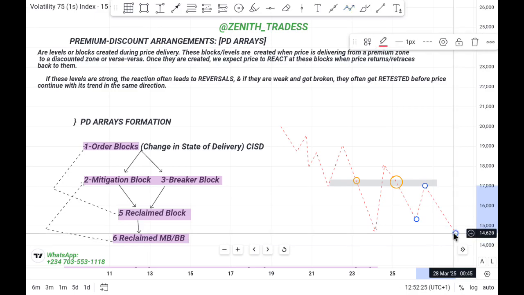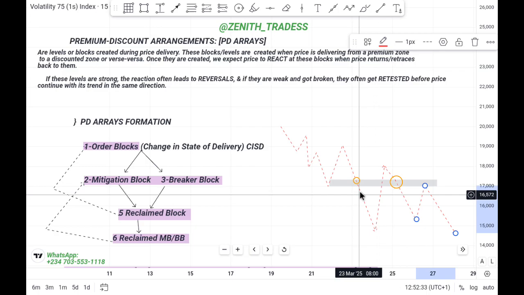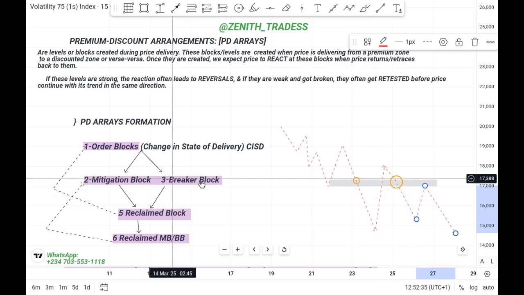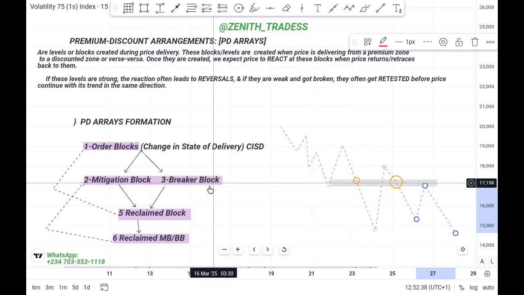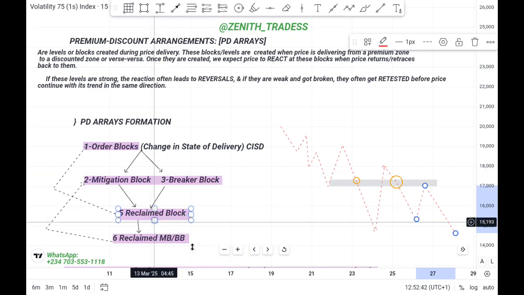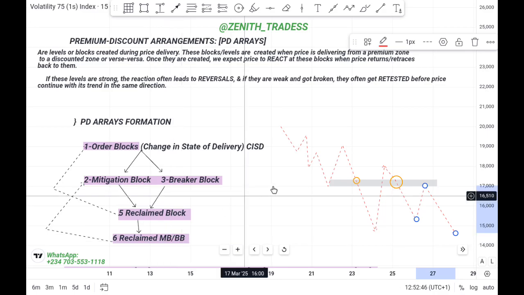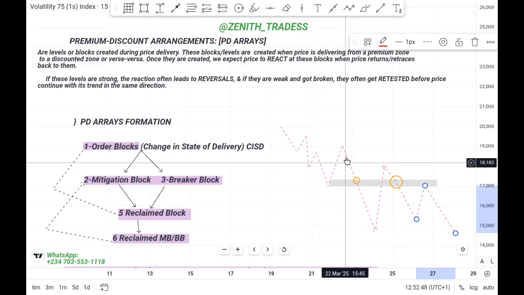I hope you understand this whole explanation I did. So a breaker block gave birth to how many blocks now? A mitigation block or breaker, right? The failing of the mitigation or breaker gave birth to the reclaim block. The failing of the reclaim block gave birth to the reclaim mitigation or breaker. I hope you understand this. All right, so that is the order block.